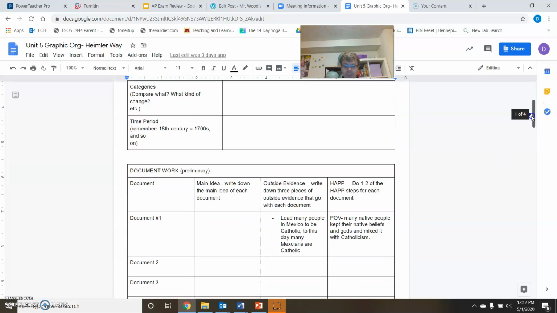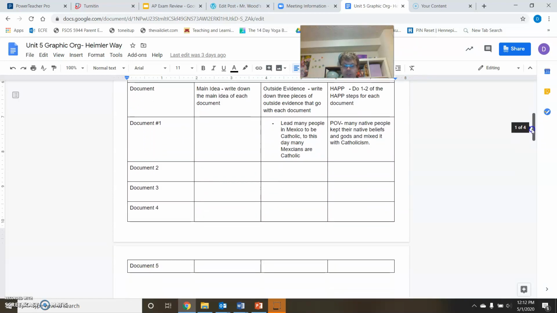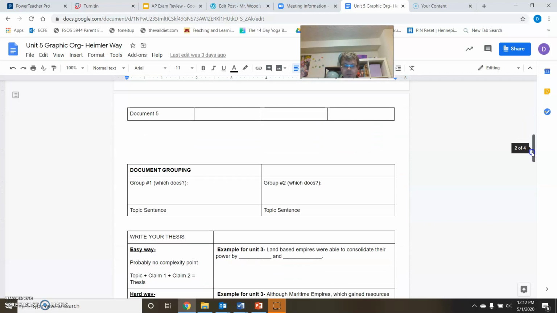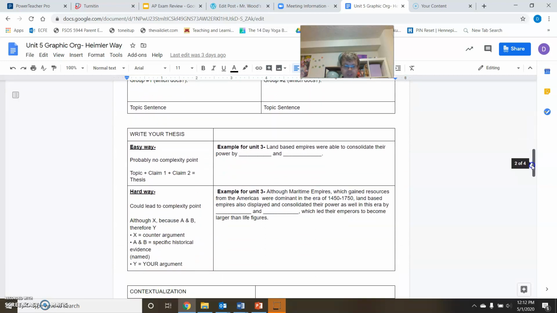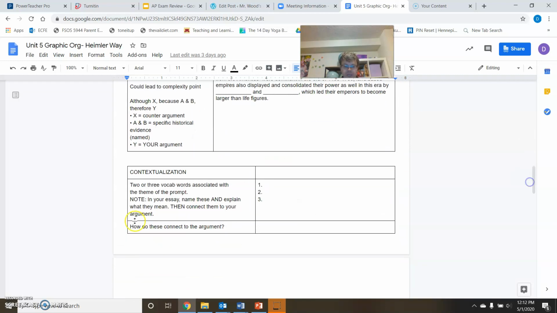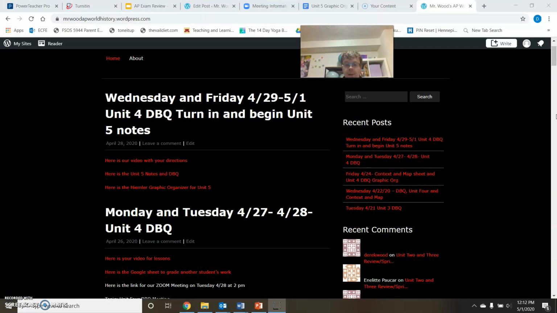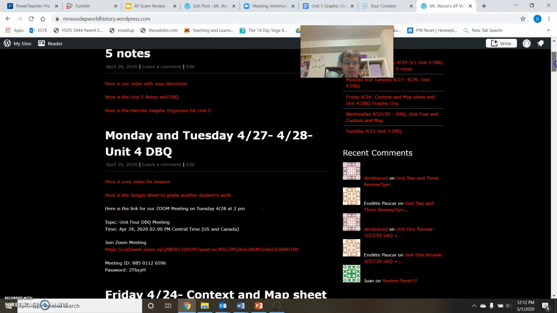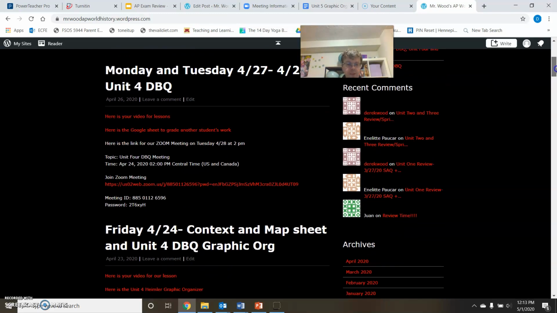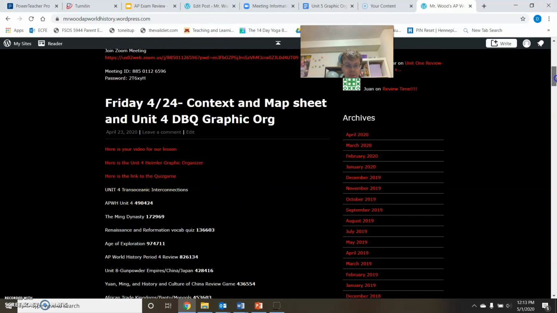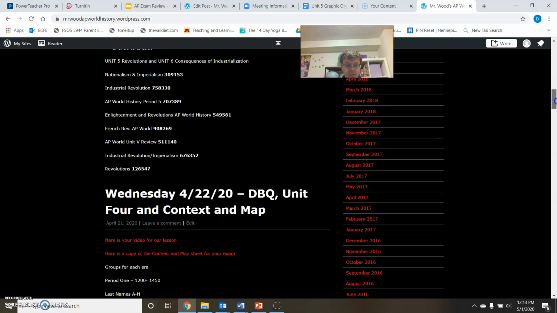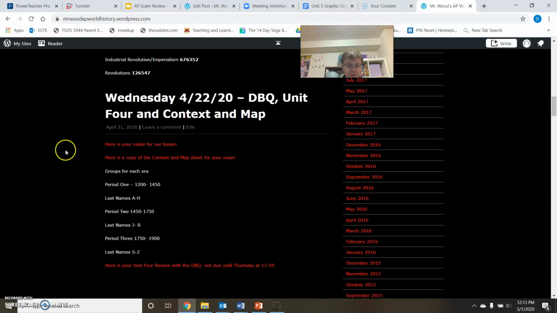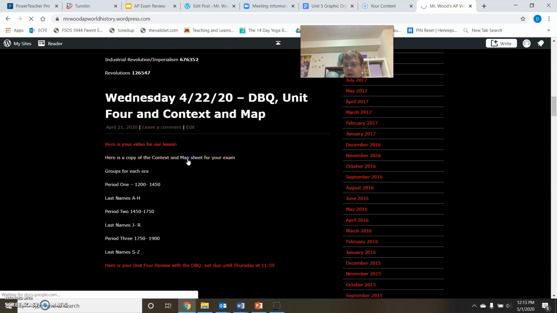Now, my recommendation, we've talked about this before, is to get to our context, which is right down here. Now I'm going to go back to the handy dandy Mr. Wood's website and I am going to find where I can get our sheet we made that has our context and map. Well, there it is right here. Our copy of our context and map sheet for your exam right there. And I'm going to open that thing up.